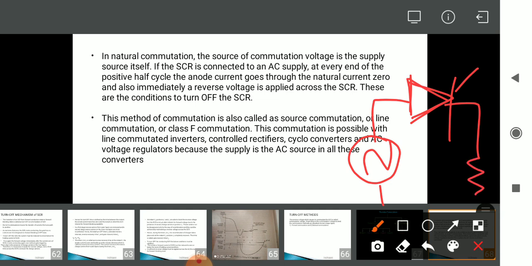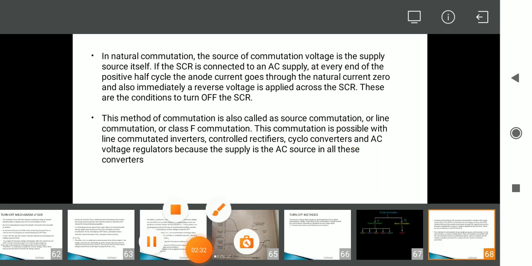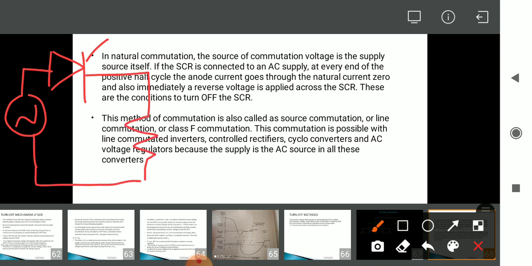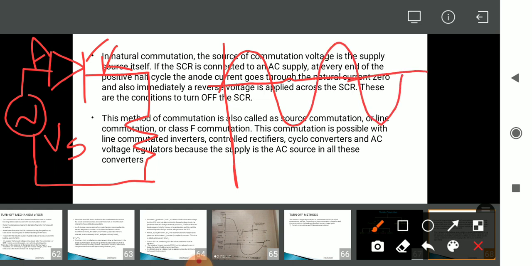So this is the load resistor. Consider this as an SCR for which we are giving an AC source. This is our SCR, this terminal is the anode and this terminal is the cathode. We call the supply source Vs. If we draw the waveform for this input supply, we know the AC will have a positive as well as a negative half, so it is continuously varying.